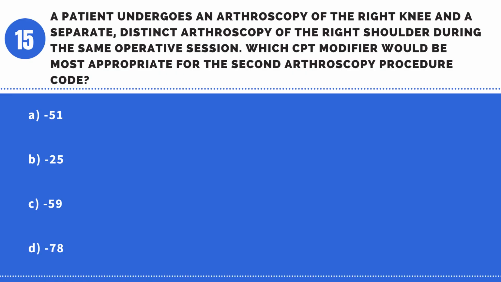Question 15. A patient undergoes an arthroscopy of the right knee and a separate, distinct arthroscopy of the right shoulder during the same operative session. Which CPT modifier would be most appropriate for the second arthroscopy procedure code? A. -51. B. -25. C. -59. D. -78.